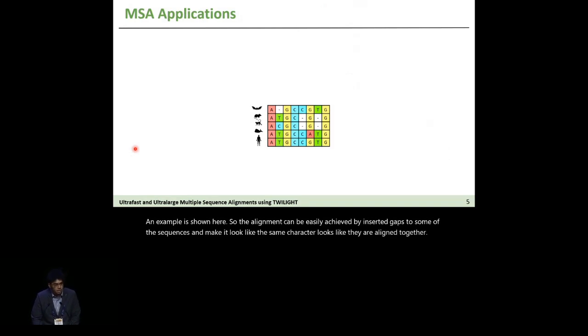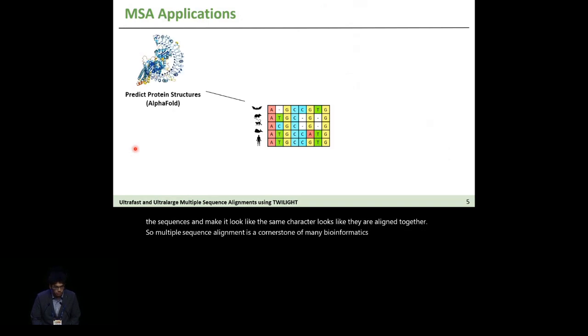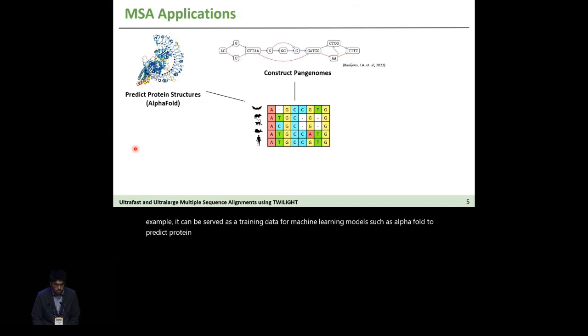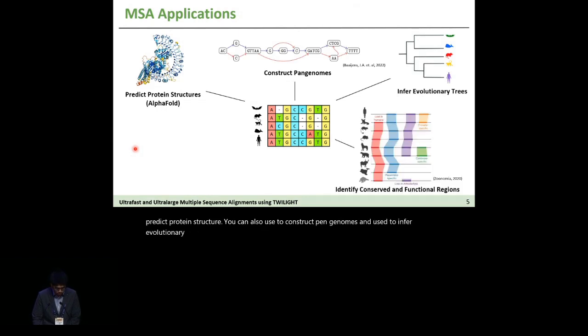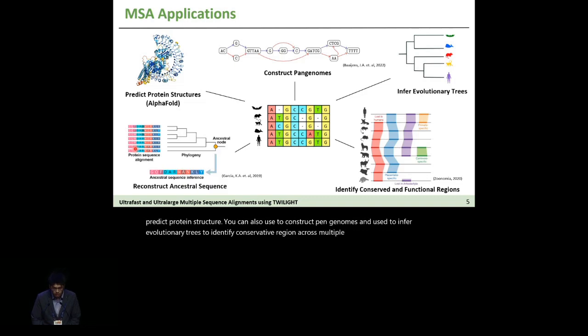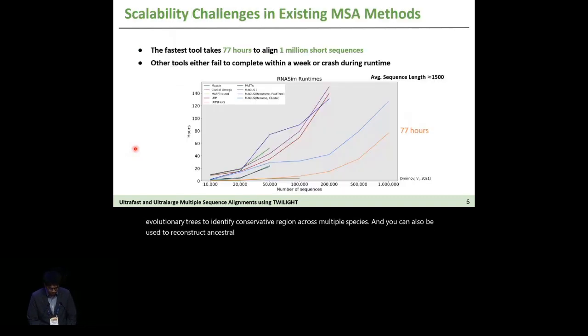Multiple sequence alignment is a cornerstone of many bioinformatics applications. For example, it can serve as training data for machine learning models, such as AlphaFold to predict protein structure. It can also be used to construct pangenomes, to infer evolutionary trees, to identify conserved regions across multiple species, and to reconstruct ancestral sequences.